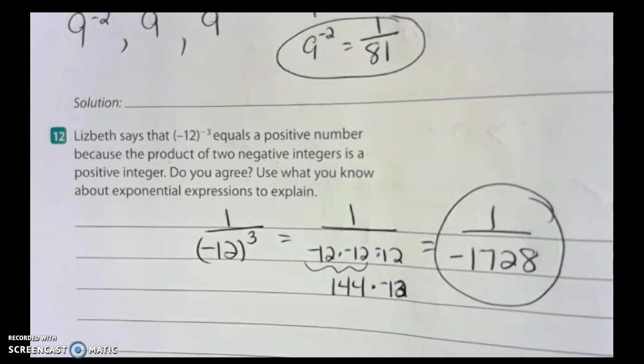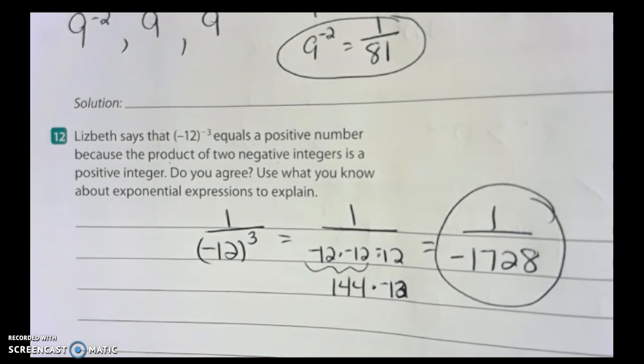When you're dealing with exponents, even exponents will give you a positive answer. Two negatives make a positive. But if they're odd numbered exponents, then you're going to have that third or that fifth or whatever come in and make it negative again.